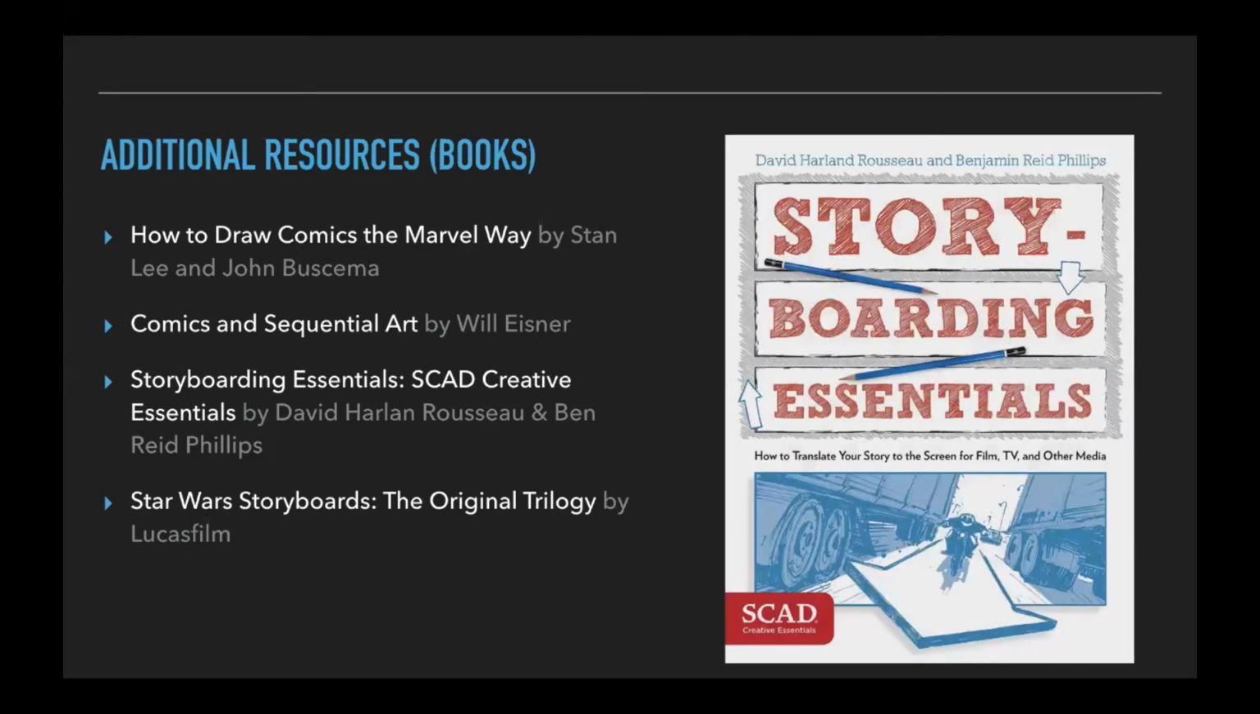The next one up is called Storyboarding Essentials, and this is part of the SCAD Creative Essentials. This book by David Harlan Rousseau and Beth Reed Phillips is strictly about storyboarding and the whole process. They go into more detail about, for example, panning, when you're going from side to side with the camera. So the characters are static, but your camera is moving. There's tracking or zooming in and zooming out. As you can see, there's an arrow in this picture at the bottom, showing us which way the character is moving. And this is also like a ground shot, almost like a bird's eye view, a worm's eye view of that sequence.